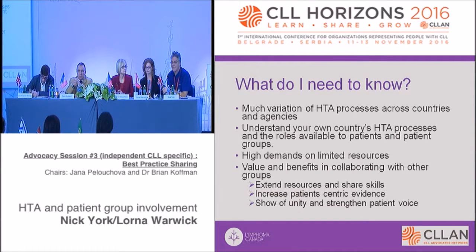So as I've said, there is much variation in the HTA processes across different countries. What do I need to know? There's much variation in the HTA processes across all of our countries. So what do you need to know? Understand your own country's HTA processes and the roles available to patients and patient groups to become involved.